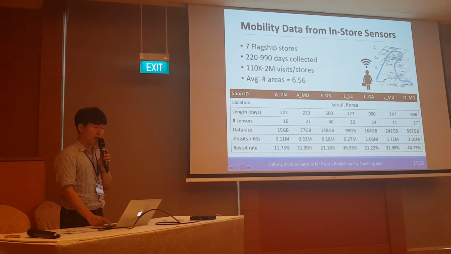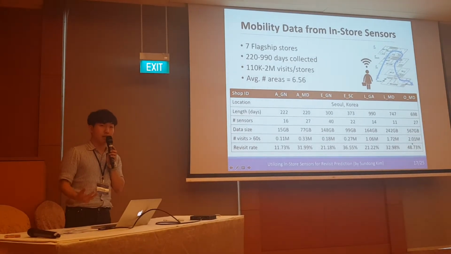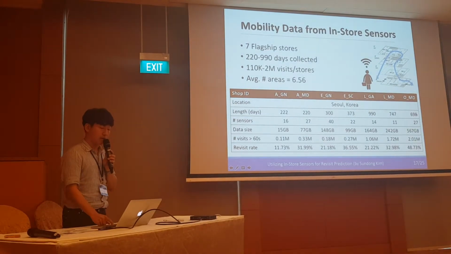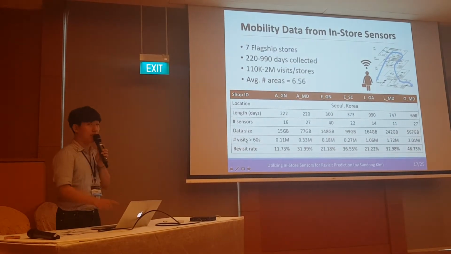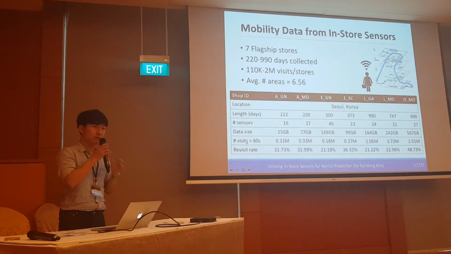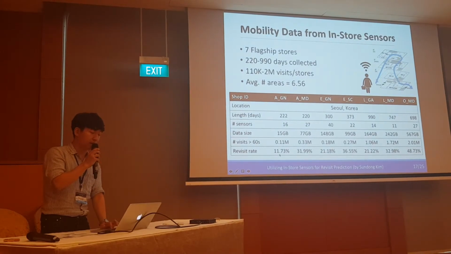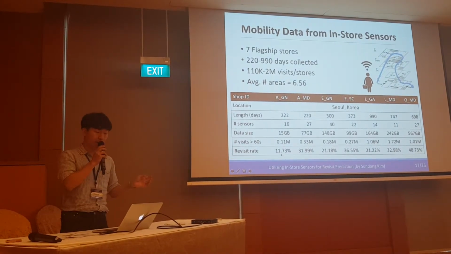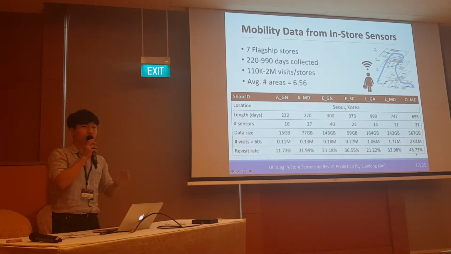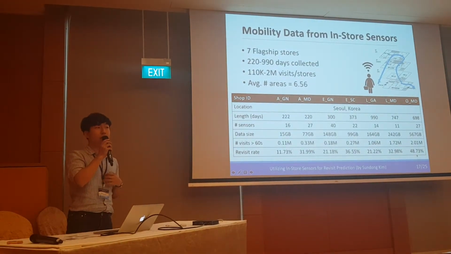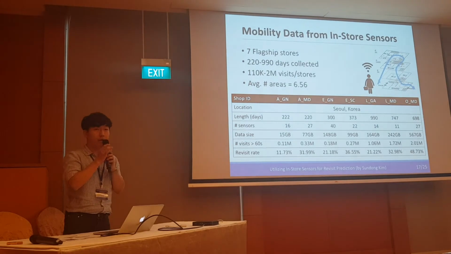One of the stores has 2 million visit counts throughout about 2 months, and those visits are all over 60 seconds. So these are people who spend more than 1 minute in the store. And the revisit rate varies between 11% and 48% depending on the data collection period and the category of the store.